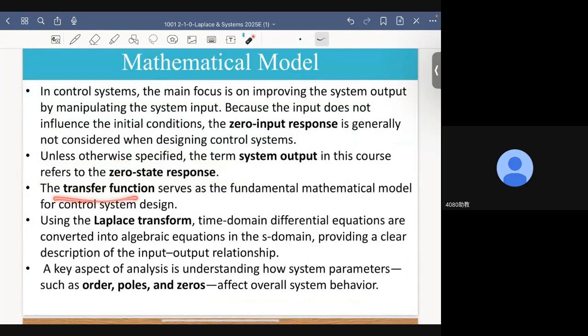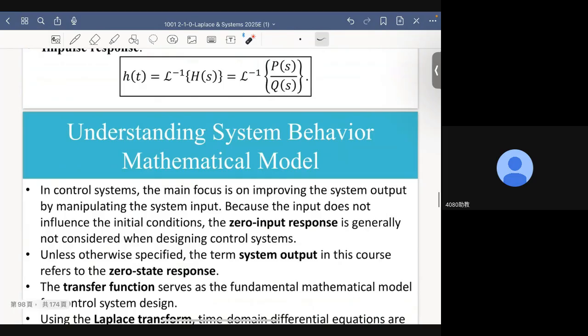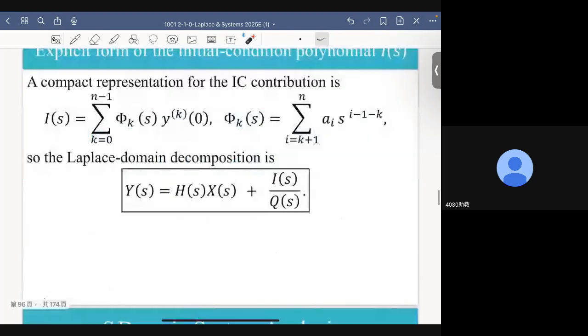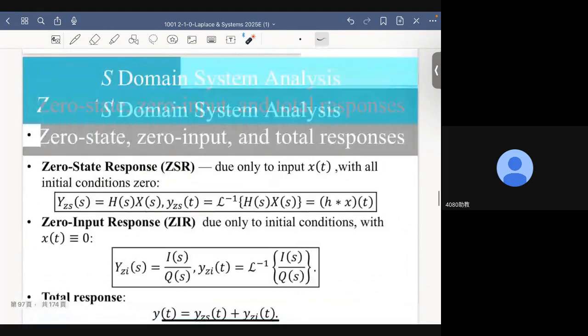The transfer function serves as a fundamental mathematical model for control system design. Keep that in mind. In the s domain, the transfer function represents the system. Using the Laplace transform, time domain differential equations are converted into algebraic equations in the s domain, providing a clear description of the input-output relationship. That's what it means.